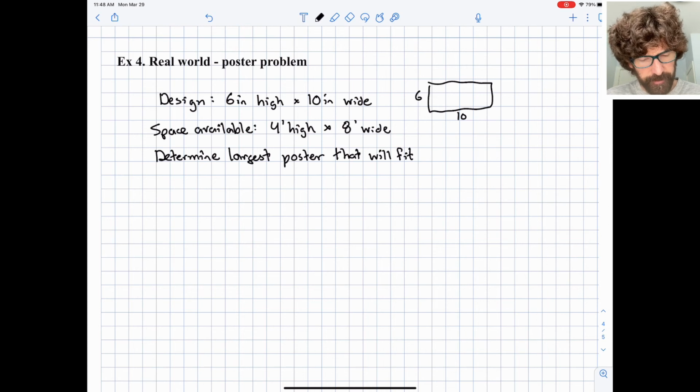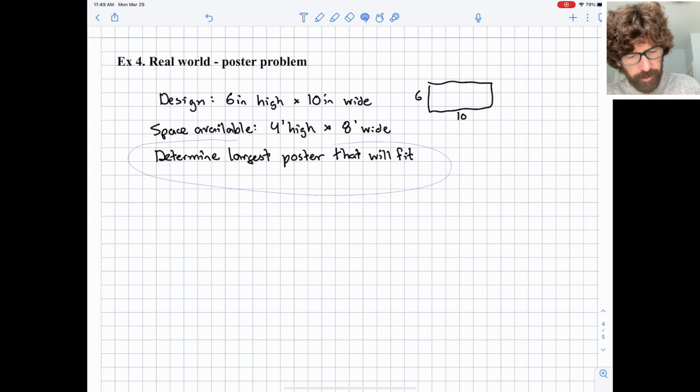And our space available is 4 feet high by 8 feet wide, okay? And so we want to determine the largest poster that will fit, okay? And I think what's implied here is we want to scale up this design by an equal scale factor in both the vertical and the horizontal dimensions so that our design doesn't look skewed in one direction or stretched in one direction. What I'm going to do first is work with units, okay?